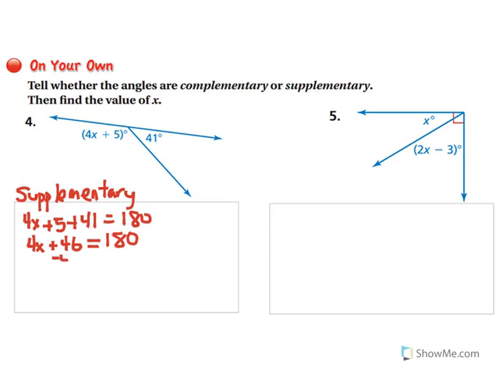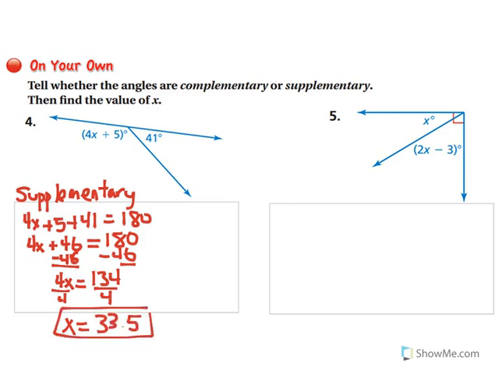Then I can subtract the 46 from both sides. Oops, that's a 46. And I get 4x equals 134. Divide both sides by 4. And I get x equals 33.5. Now, if I really want to see if this works, I just put 33.5 back into my equation. I say 4 times 33.5 plus 5 plus 41 and hit equal, and it should equal 180. If it does, you know your answer is correct, which I did, and it does.